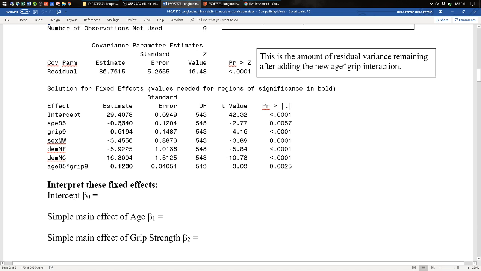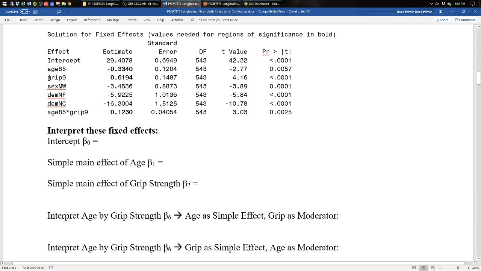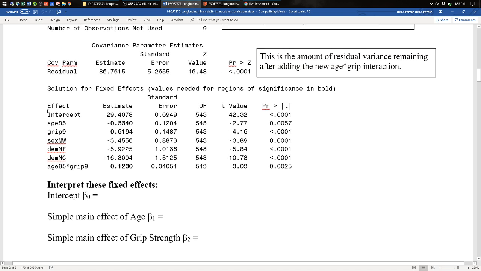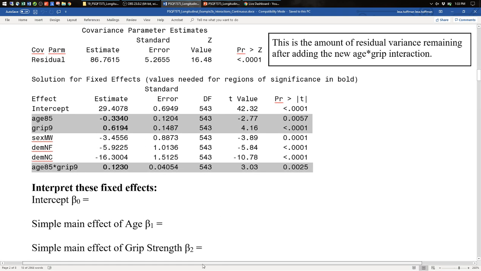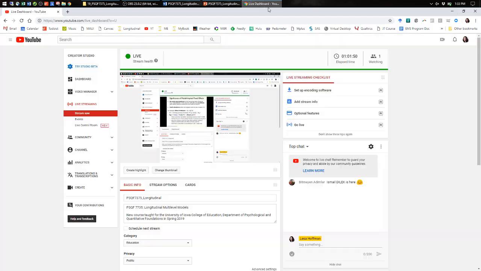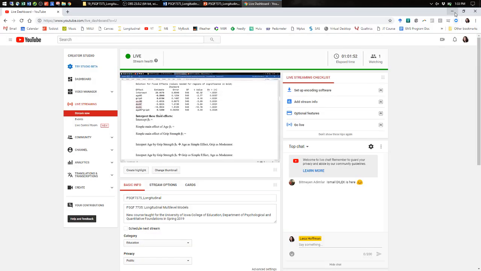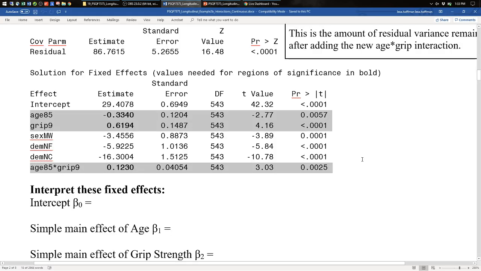Okay. So here's what we ended up with. I'm going to zero in on these 3 and make it bigger so we can all see what's going on. See if there's any questions. Nope, no questions yet.